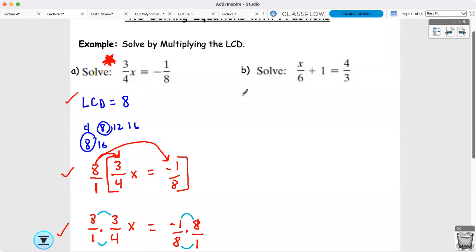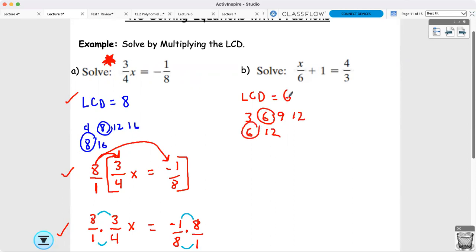First things first, finding the LCD. So we have x over 6 plus 1 equals 4 over 3. So my two denominators are 3 and 6. Count by 3s. And can I count by 6s? Can someone tell me what the LCD for B would be? 6. Thank you. That is correct.